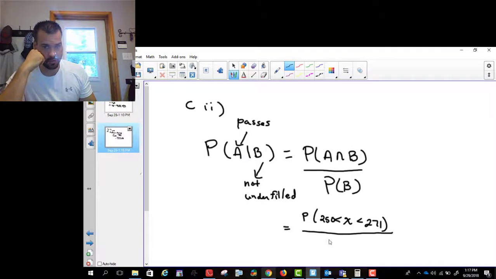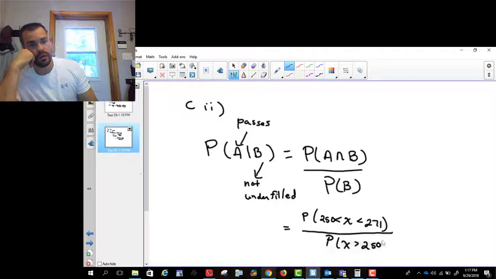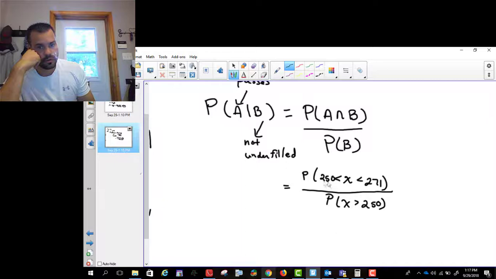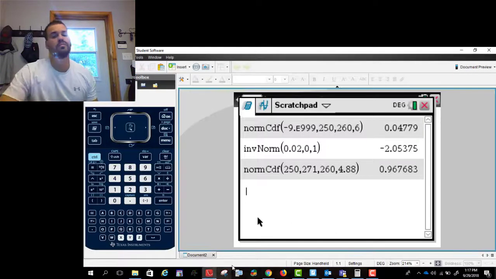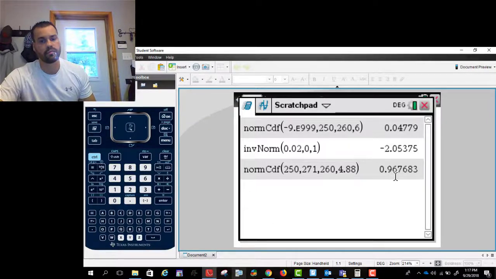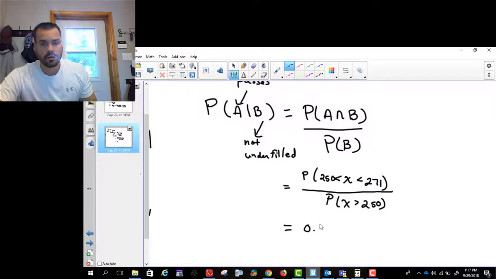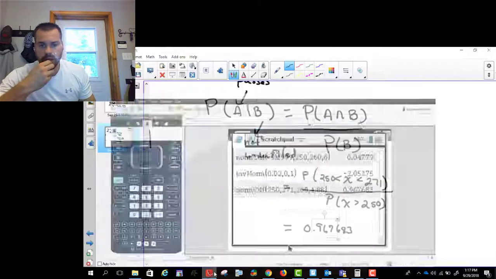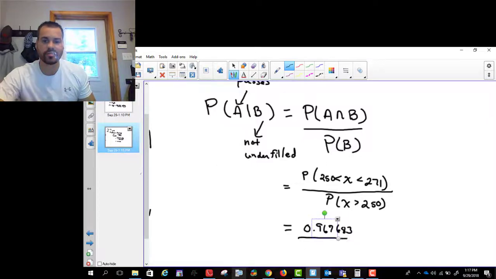Then the probability of not underfilled is just the probability that X is greater than 250. So we actually just found this probability on our calculator, right? We just found it right here. 0.967683, because that's the probability between 250 and 271. Yeah. And then I'm going to divide that by the probability that X is greater than 250.